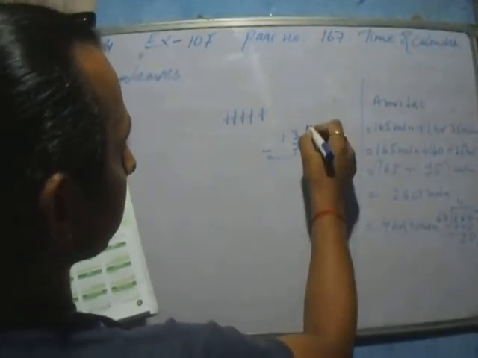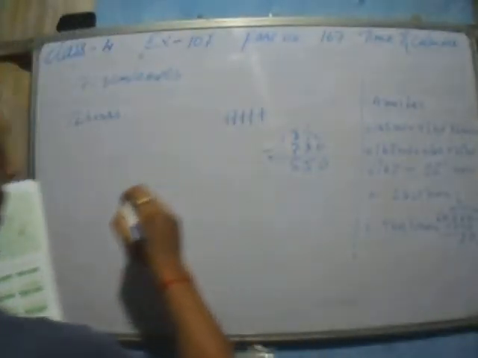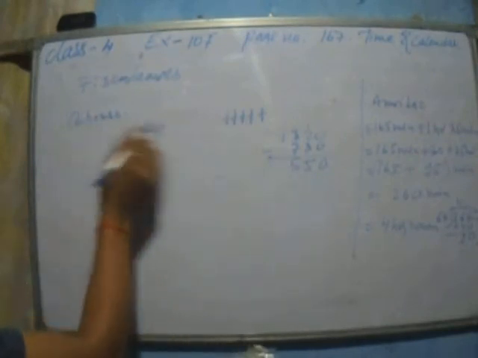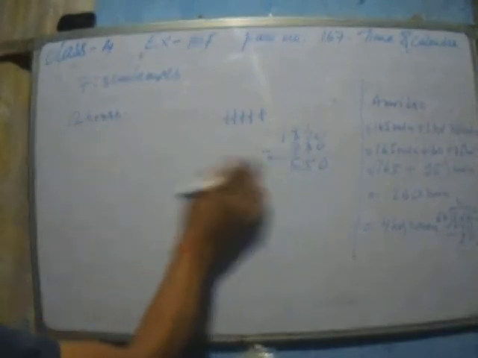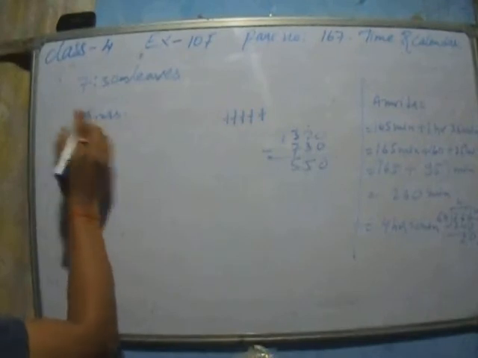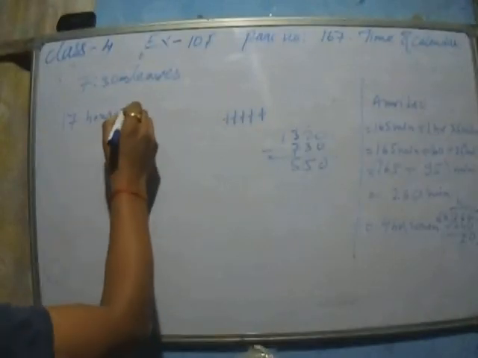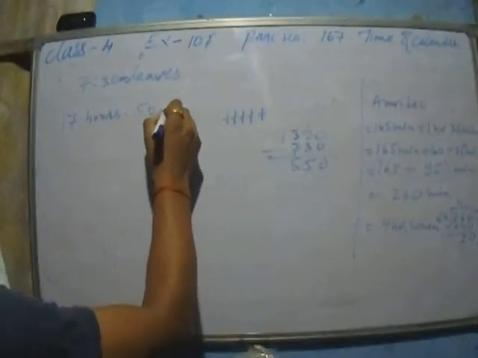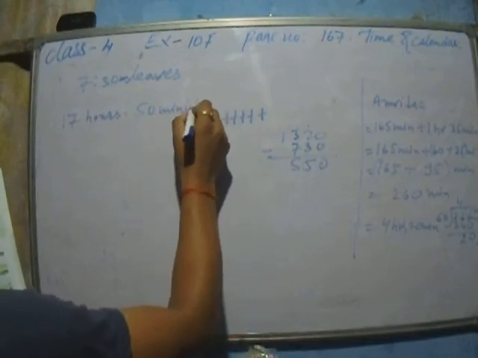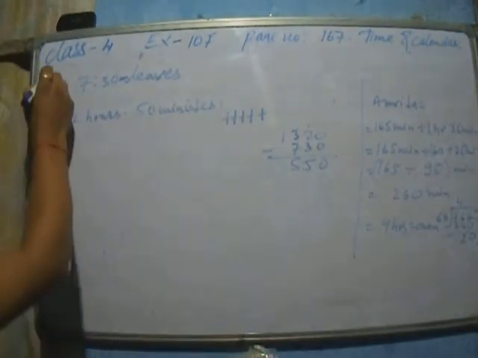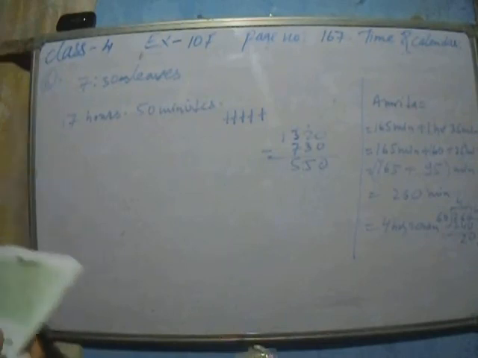So 0, here 6 get added, 6 plus 2, 8, 8 minus 3 is 5, then here 12 minus 7 is 5. So here 5 hours 50 minutes, okay. So here 12 hours plus this 5 hours you need to add. 12 plus 5 is 17 hours and 50 minutes. So this is the answer for the last question. Now that's it. We are going to do the next in the next video. Okay.